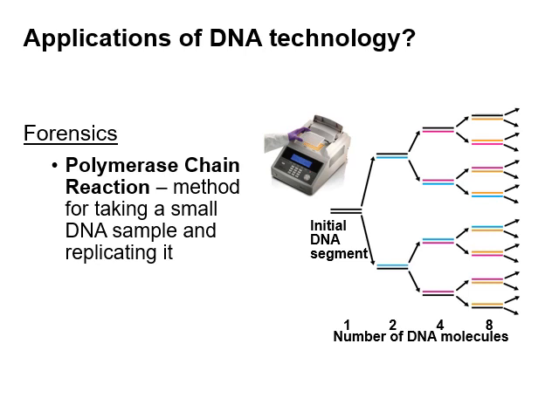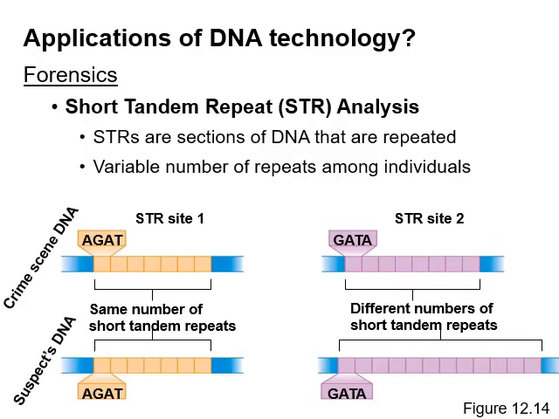But even if they leave a very small amount of, say, blood or skin cells or hair, with polymerase chain reaction, you can take the DNA that is inside that very small sample and replicate it. So you have more DNA to work with to do other analyses, such as short tandem repeat analysis.